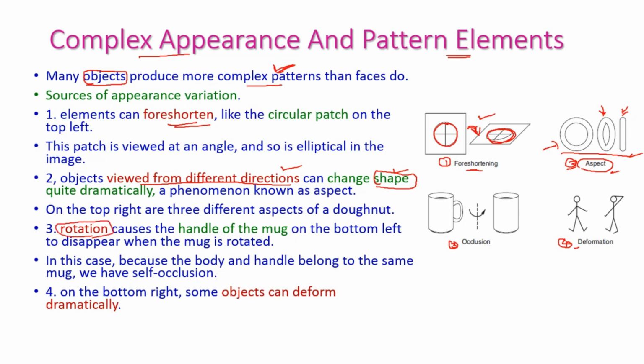The third one is occlusion. That means this is the mug. If we see the mug in this direction, then we can see the handle of this mug. Suppose if we see the same mug in this direction, then the handle will disappear here, right? And the fourth one is deformation. Deformation means time to time the shape of the object will change. First the shape will be like this, and after some time the same object will be seen in this form, right? So the object can deform dramatically from time to time.